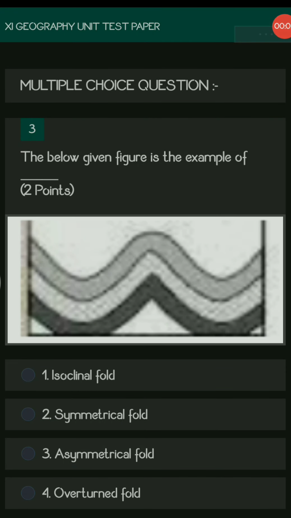Hello students, in this video we are going to study the MCQs based on lesson number 1, Earth Movement, and lesson number 2, Weathering and Mass Movement, for standard 11th geography. The first question is: the figure given below is an example of dash.